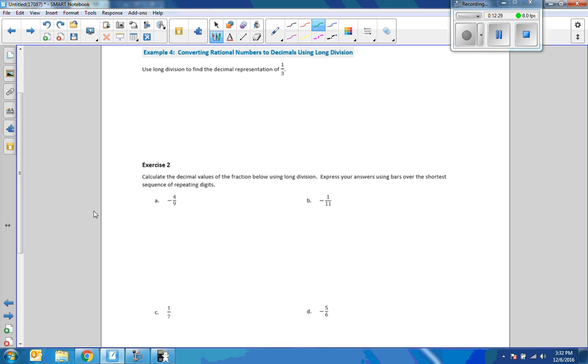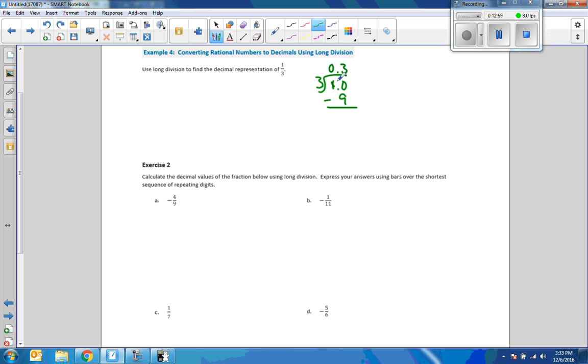Example 4. Converting rational numbers to decimals using long division. Use long division to find the decimal representation of 1/3. Okay. So we're taking 1 and dividing it by 3. 3 won't go into 1, so I always do the .0 and put a 0 here. 3 goes into 10 3 times. 3 times 3 is 9.